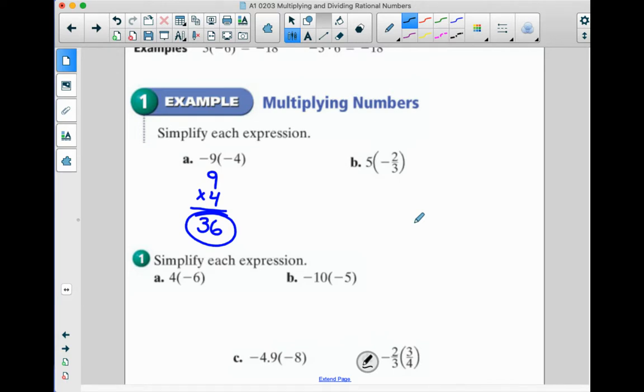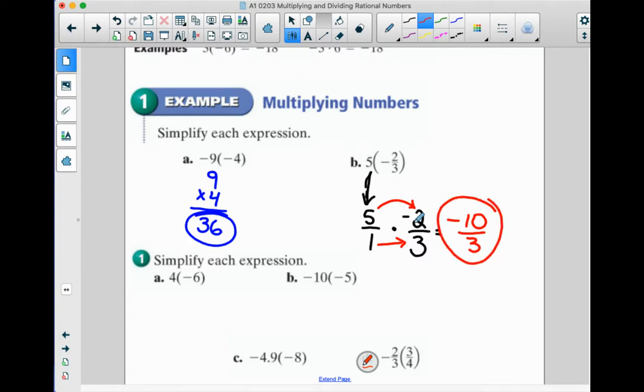When you do a whole number times a fraction, just think of it like a fraction. 5 is 5/1 times -2/3, which again, we could just do it times regular 2/3 and then make our answer negative at the end. When you multiply fractions, you go across the numerator. 5 times -2, positive times negative comes out negative. 5 times 2 is 10. Denominator, we have 1 times 3 is 3.